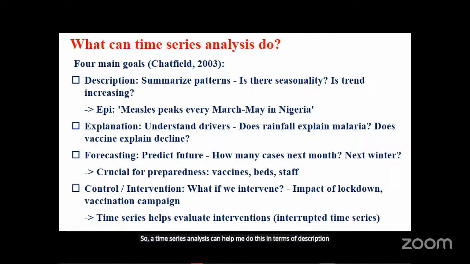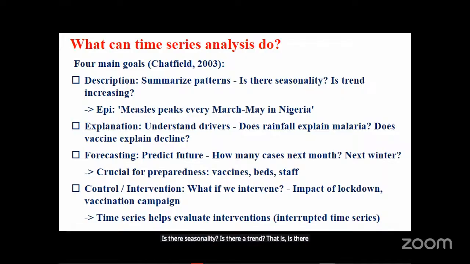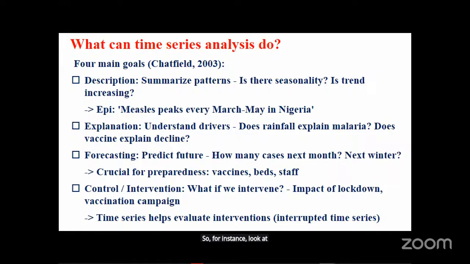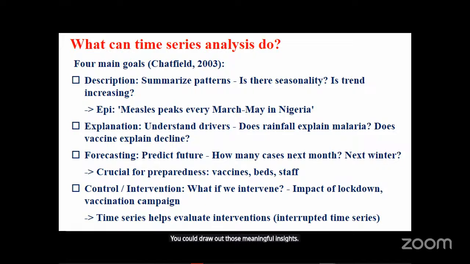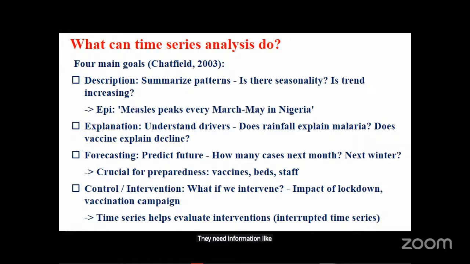In terms of description, it can summarize patterns. Is there seasonality? Is there a trend? That is, is there an upward trend or a downward trend? So for instance, look at this example: measles peaks every March to May in Nigeria. How did they come to that kind of conclusion? It is based on certain analysis that has been carried out, from which they could draw those meaningful insights. These are things that are very useful to people, particularly in the public health space. They need information like this.